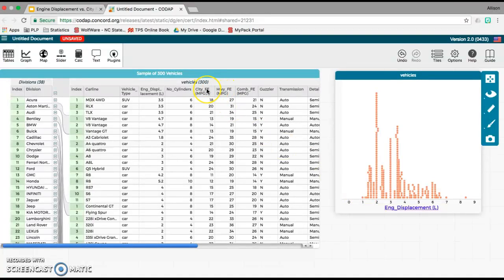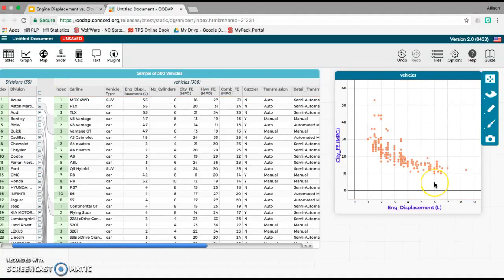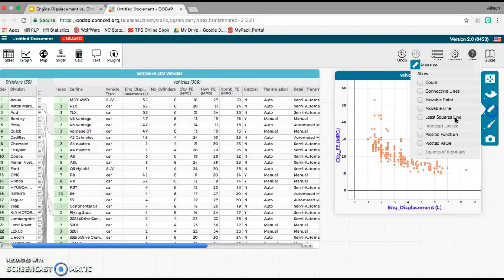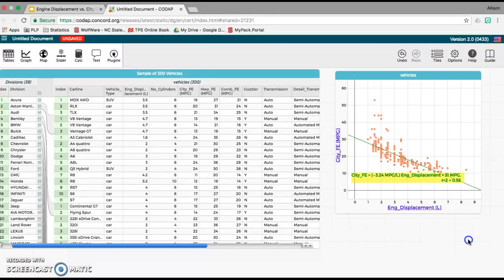Let's add the y-axis, our response variable, and we see right away the relationship is overwhelmingly negative in city fuel economy. Further, let's put on the line. So right here in yellow, you can see the negative slope, negative 3.24. As we increment by 1 liter, we can see city fuel economy drop by 3.2.